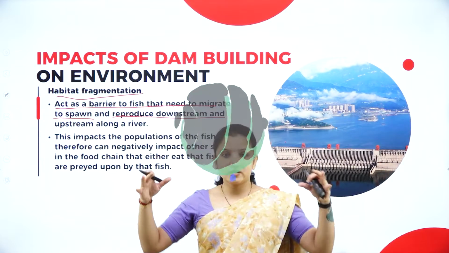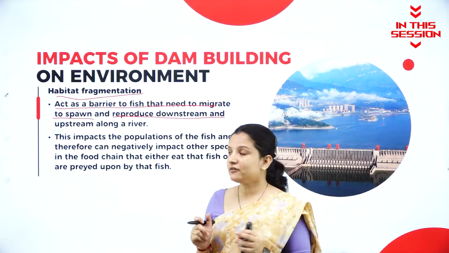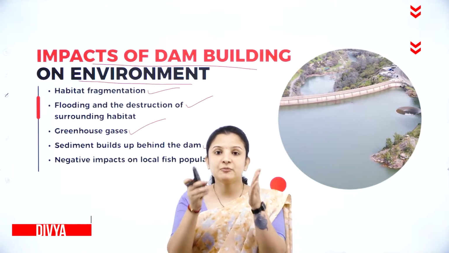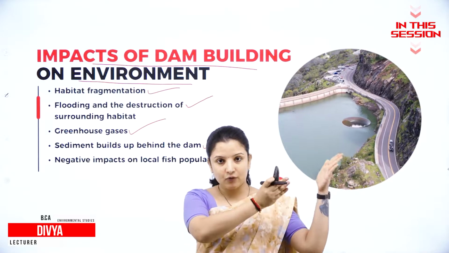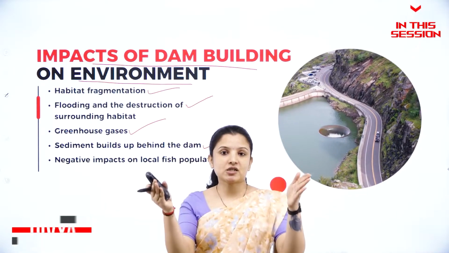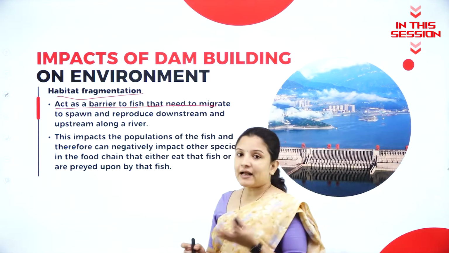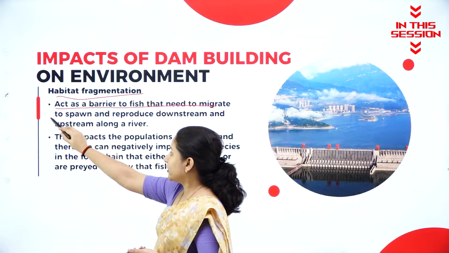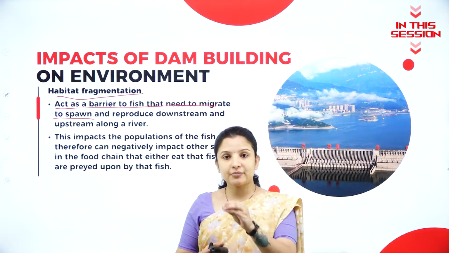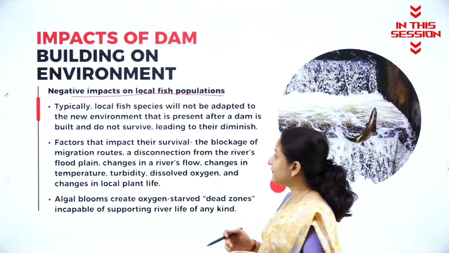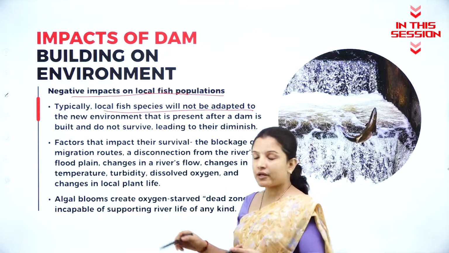The habitat of the river has been broken into two parts. So that is called habitat fragmentation. Dams are built in the center of a river, right? So that whatever water is flowing can be collected by the huge dams. They act as a barrier to fish that need to migrate to spawn. Spawning means, in order to give birth to young ones, they need a suitable ground. So typically local fish species are not that well adapted to a new environment.